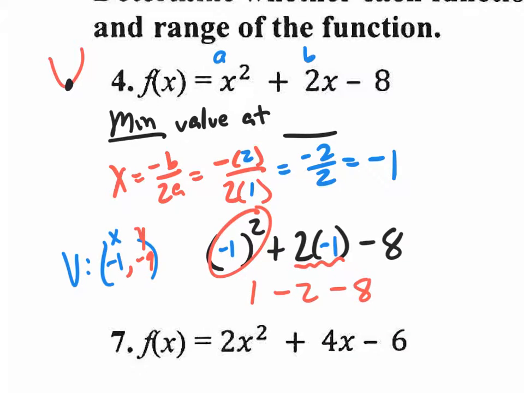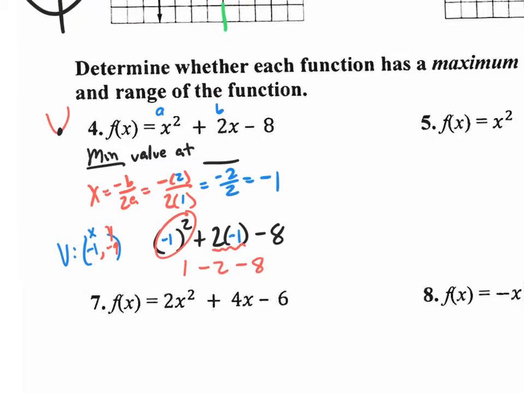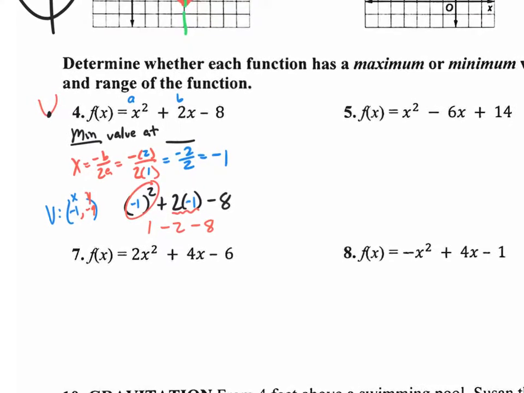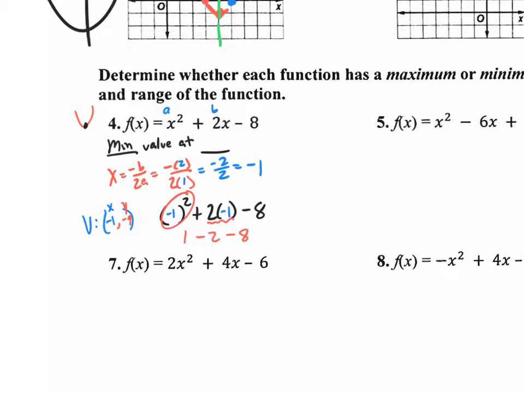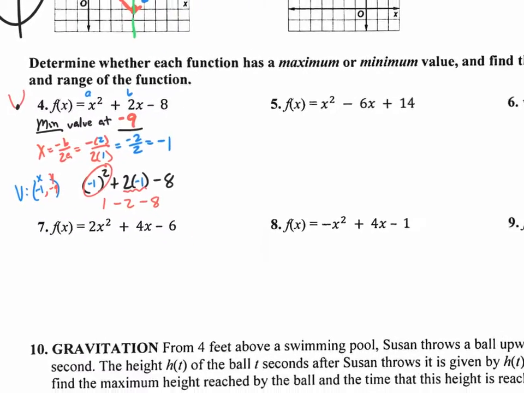So determine whether each function has a maximum or minimum. We already said it was a minimum because it opens up. Then it says find that value. That minimum value is negative 9. So it's a minimum value at negative 9. What else do they ask?